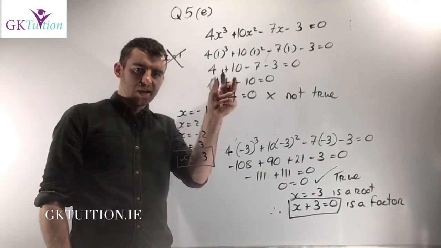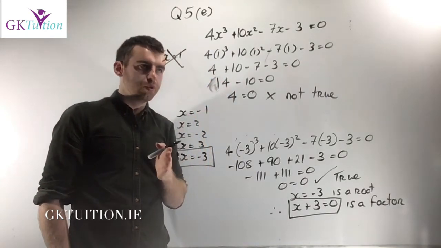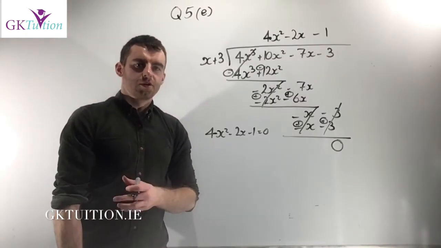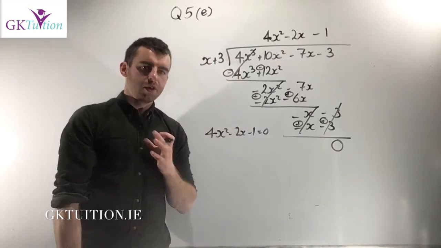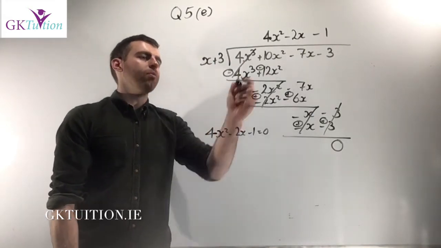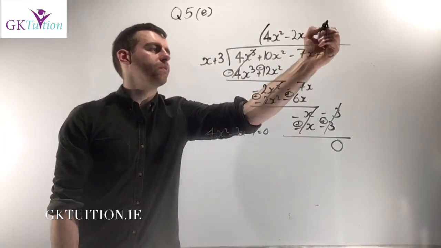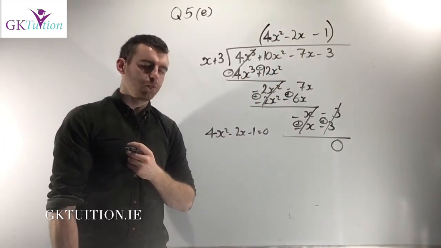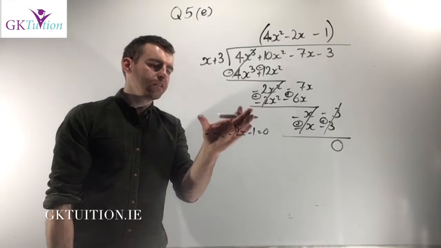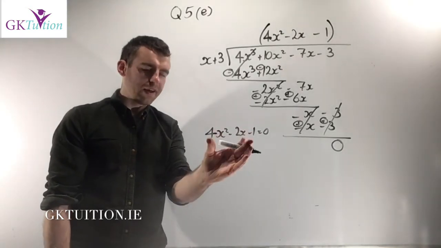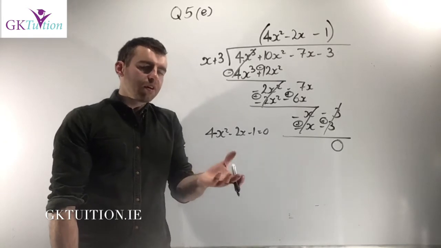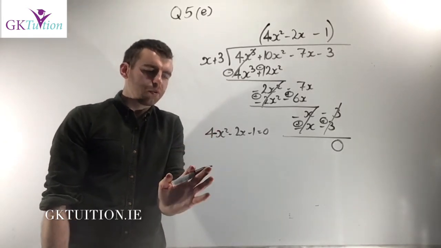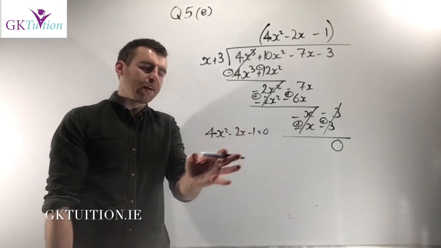And when I factorize that quadratic, it will give me the other two roots of this cubic. So once we have a factor, you divide your factor into the original cubic. Using long division here, we end up realizing that the other factor was 4x squared minus 2x minus 1. Usually what we would do then is factorize that, and you would get the other two answers. However, this one has awkward roots, so we're not going to be able to find factors for this one.